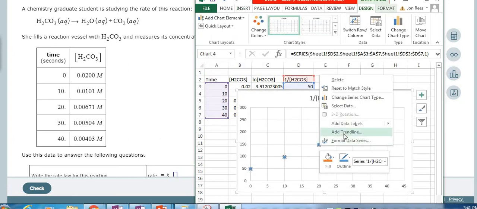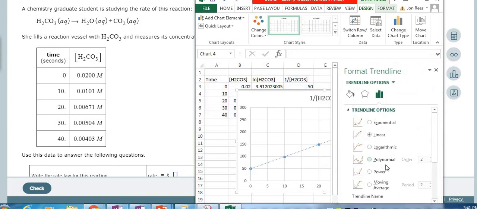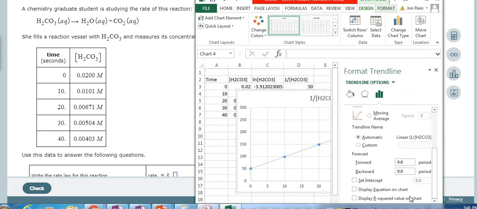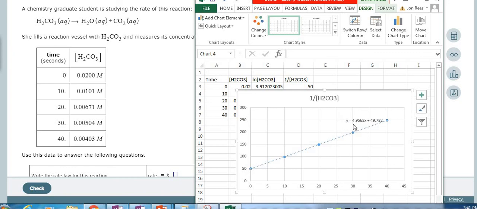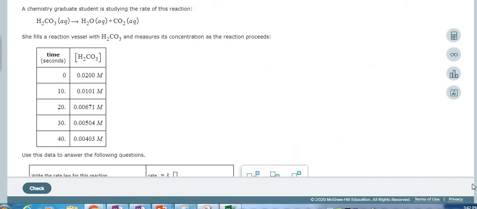If I add a trend line to that, then let's go ahead and put the line on there. You can see it's very, very linear. Let's display that equation on the chart, which I did do. Okay, so here's my equation right here. So it is linear. It is definitely second order kinetics. And so I can write the rate law, and that slope, which is 4.9568, that is going to be my rate constant. Okay, so now let's go ahead and answer these questions in ALEKS.